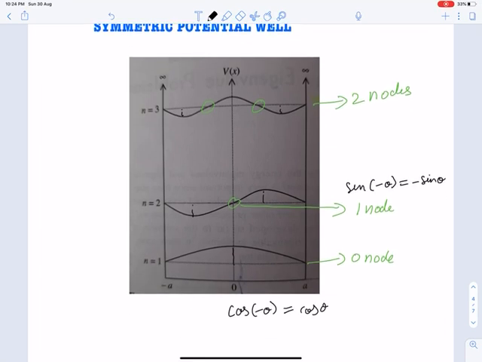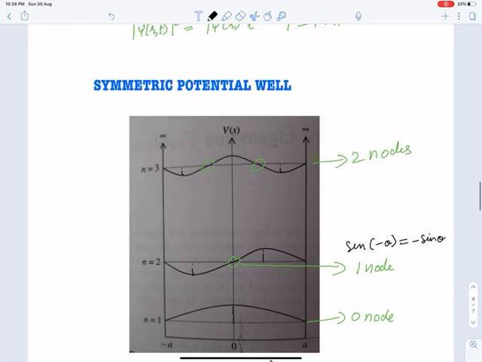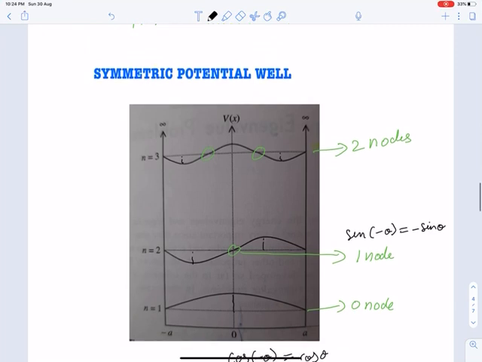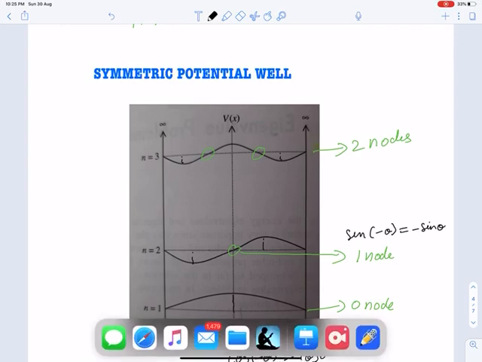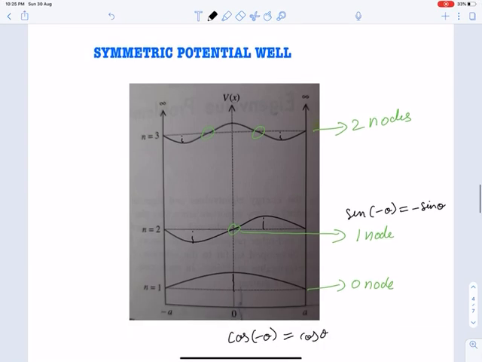When I talk about nodes, you don't count boundaries. So here is node 0 and here is node 1. The node is here, mark it with green, that point where the probability density is 0. And here are 2 nodes, n minus 1, so n is equal to 3, so 3 minus 1 is equal to 2, so there are 2 nodes where the probability density is 0.